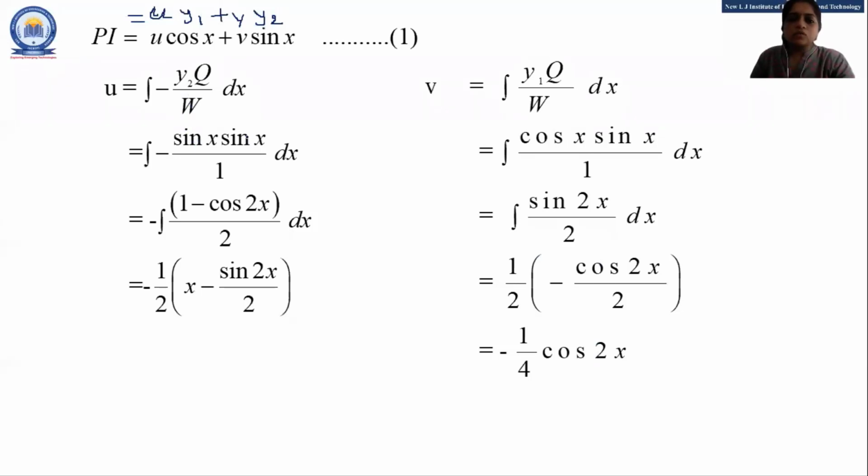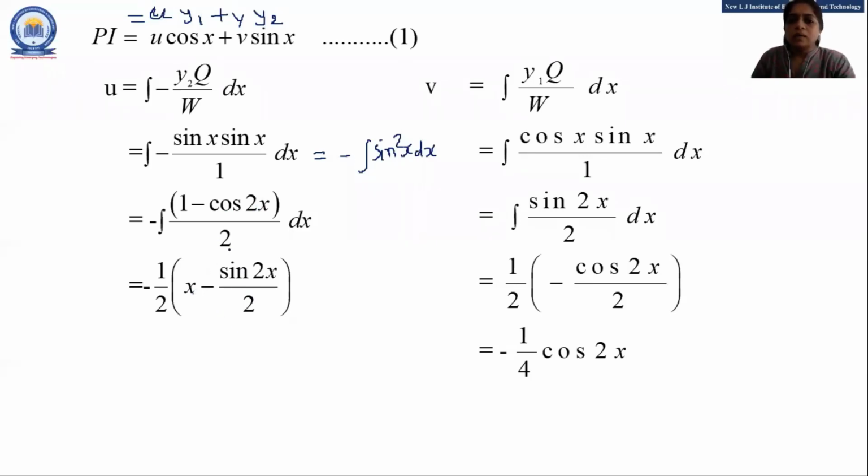So sin x into sin x is what? Sin square x. If I put minus sin, this is sin square x dx. But we cannot find the direct integration of sin square x. That's why I use this formula, 1 minus cos 2x upon 2. Now, if I put 1/2 out of the integral, then the integration of 1 is x, and the integration of cos 2x is sin 2x upon 2.